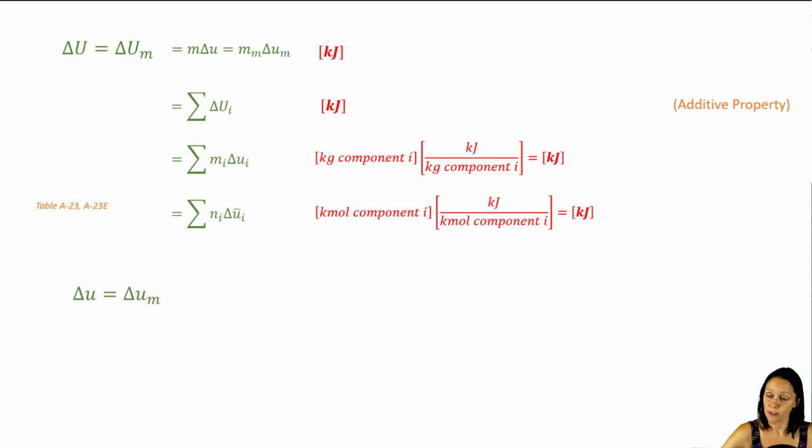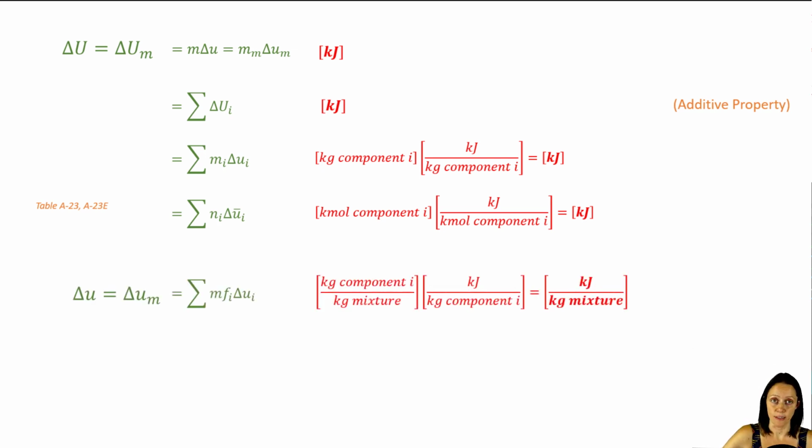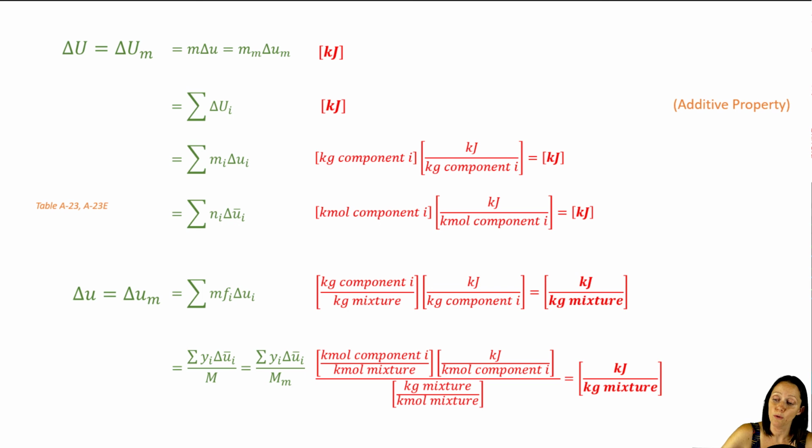I can calculate delta little u as well. So this is the sum of the mass fractions of each component times delta u for each individual component. Or I can use the mole fraction. You can see it gets a little bit uglier; I've got to divide through by the molar mass. But if you're paying attention, you can notice that the units are a little more complicated, but it still works out to kilojoules per kilogram of the mixture.